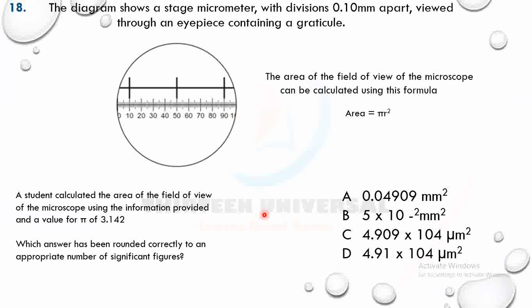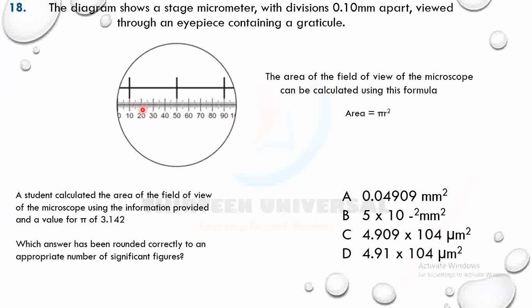Okay, so we need to get the answer first. So guys, pause this video and try the question. But the first thing I want to say is that this is a stage micrometer. We use the stage micrometer, these thick ones, to calibrate the eyepiece. This is the eyepiece graticule. The eyepiece graticule is used for measurement, while the stage micrometer is used for calibration. They already told us the diagram shows a stage micrometer with divisions 0.1 millimeters apart. So from here to here is 0.1 millimeters.